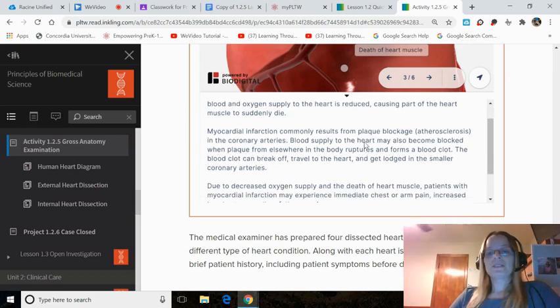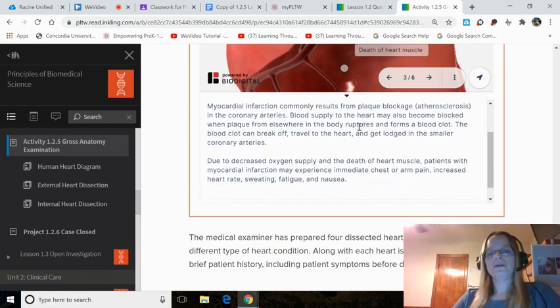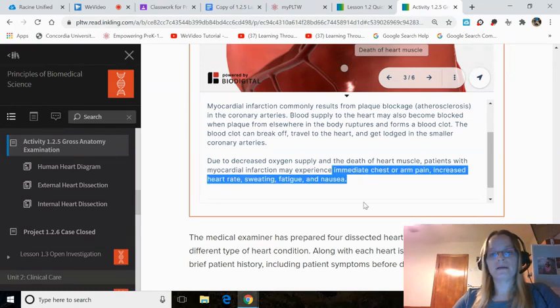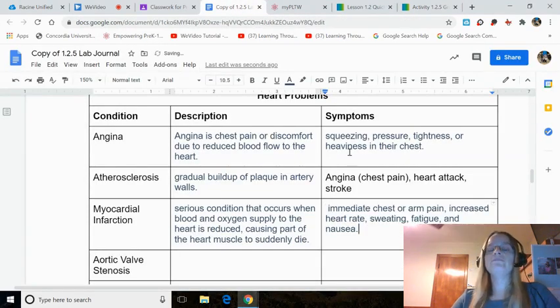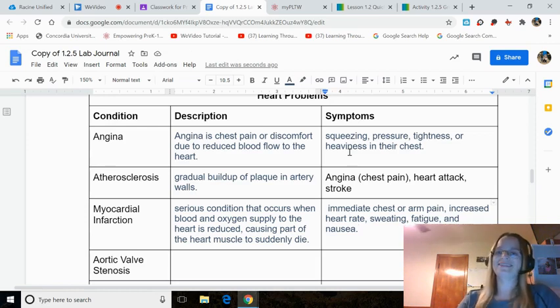So symptoms, I know that they're here. You can read all about how they happen. It's kind of sad. And here we go. Chest pain, arm pain, increased heart rate, sweating, fatigue, and nausea. Highlight that, Control C, Control V. These are very generalized symptoms of a heart attack. And the symptoms vary actually in men and women. So it's kind of an interesting thing. If you wanted to look that up, you could.